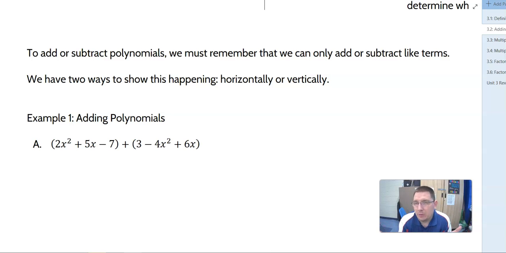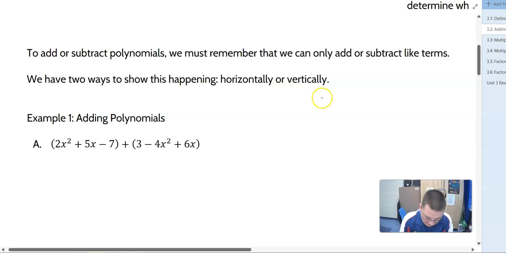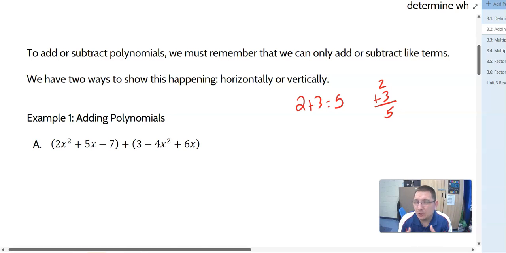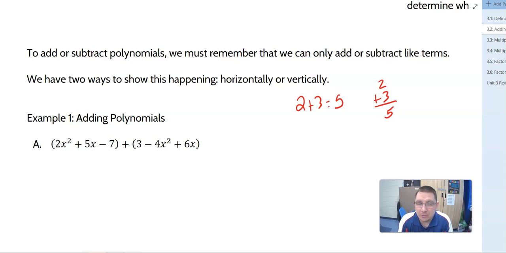And think about going back to first, second grade math, right? We could add 2 plus 3 this way and get 5, that's horizontally, or we can go 2 plus 3 vertically and get 5. Now, when we think about it vertically, we have to make sure we line up place values. Well, we don't have place values in polynomials, but we do have degrees of terms. And so we have to make sure those like terms line up together. And so let's look at example A and see how that's done.